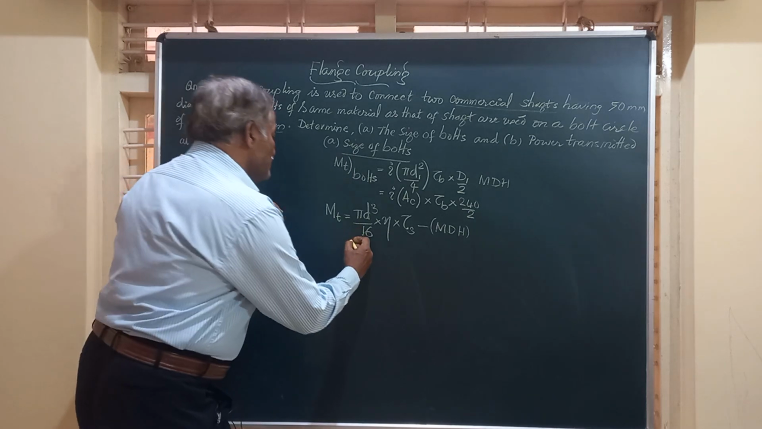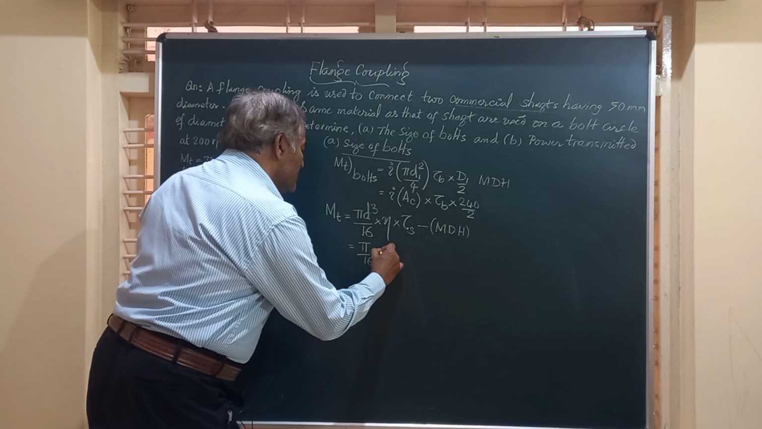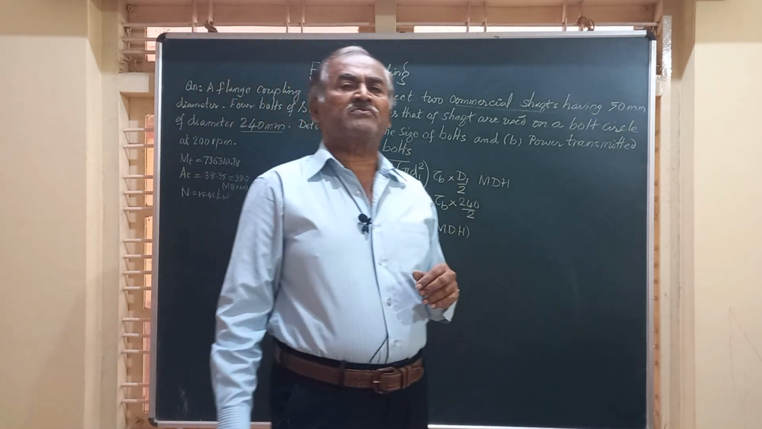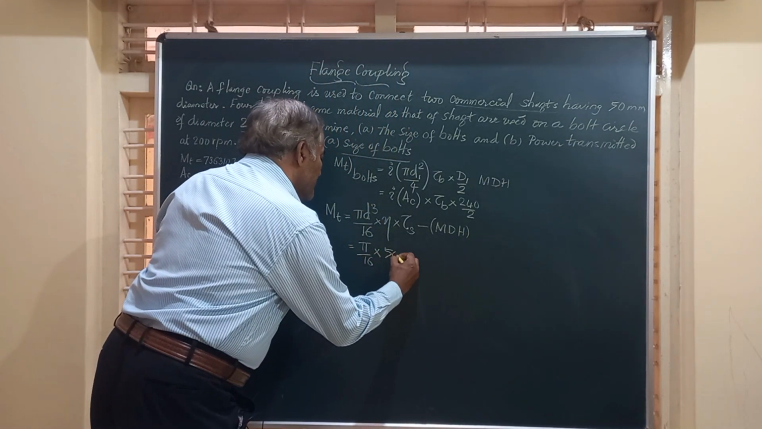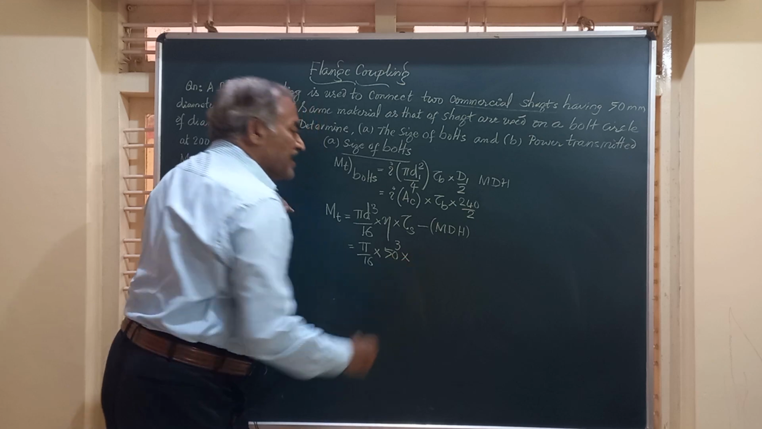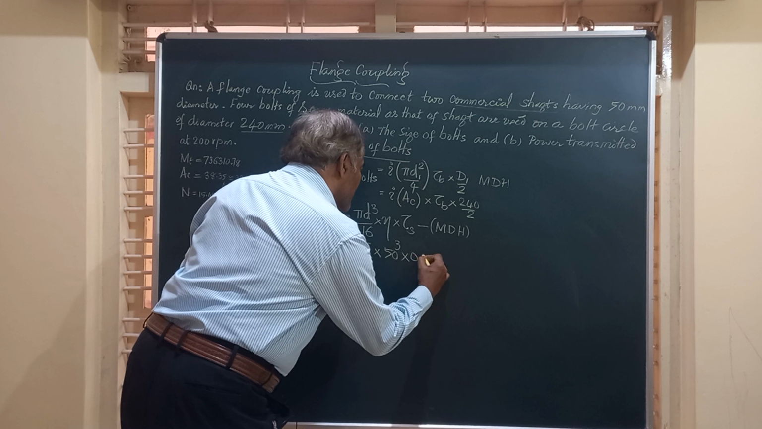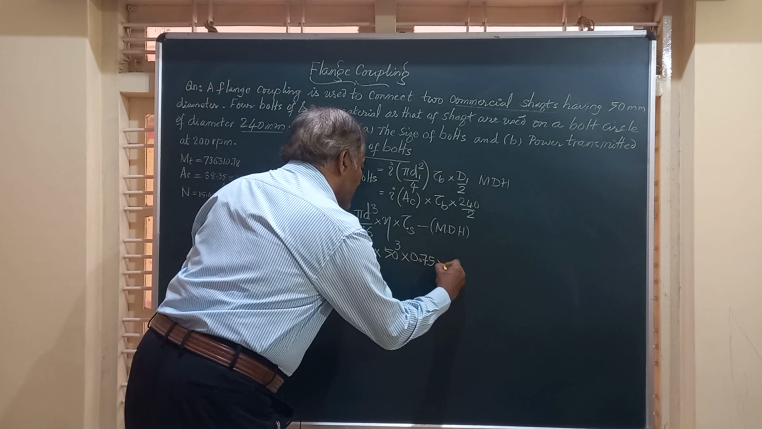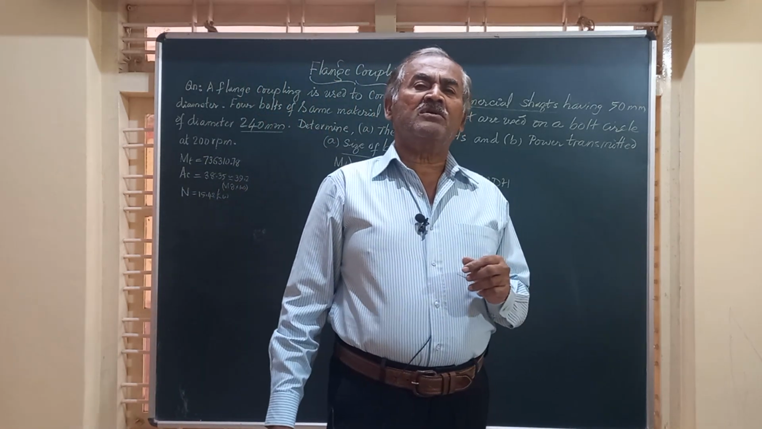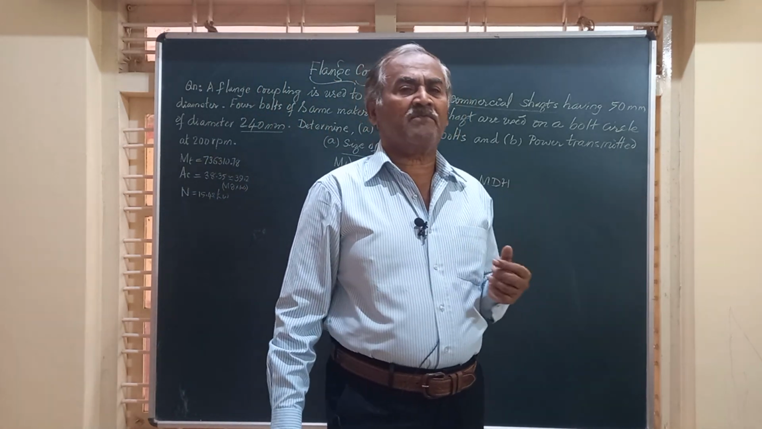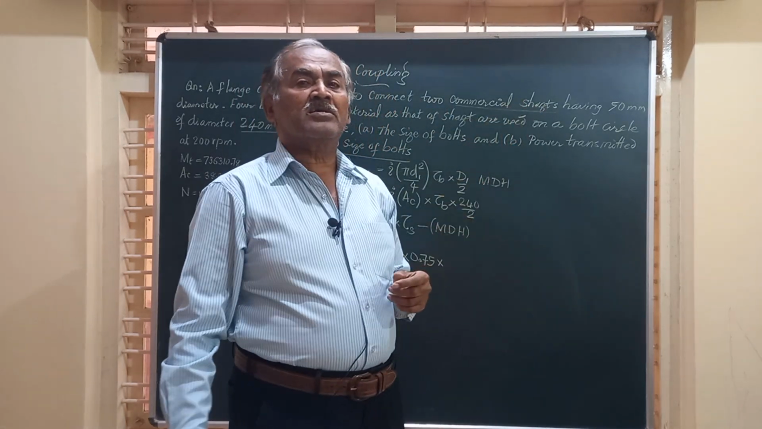Friends, here let us substitute the known values. It is pi by 16. Diameter d is the diameter of the shaft, that has been given as 50 mm, 50 cube, multiplied by eta. Eta is a keyway factor and its value is generally 0.75 to 0.8. So I will take 0.75. And tau s stands for the shear stress for the material of the shaft used in the coupling. They have not given any material but say it's a commercial shaft.